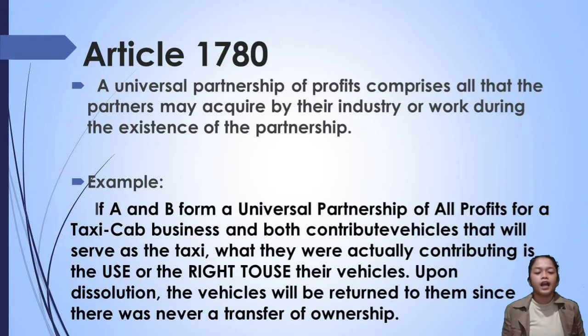Article 1780. A universal partnership of profits comprises all that the partners may acquire by their industry or work during the existence of the partnership. Example: if A and B form a universal partnership of all profits for a taxi cab business and both contribute vehicles that will serve as the taxi, what they were actually contributing is the use or the right to use their vehicles. Upon dissolution, the vehicles will be returned to them since there was never a transfer of ownership.